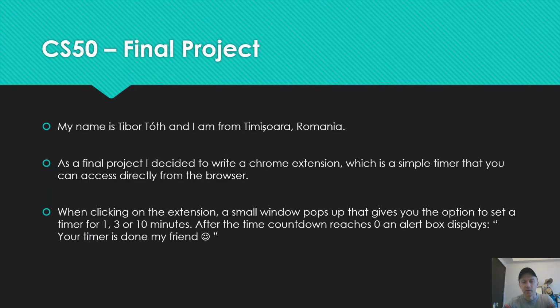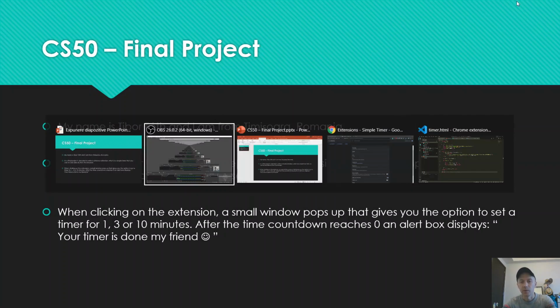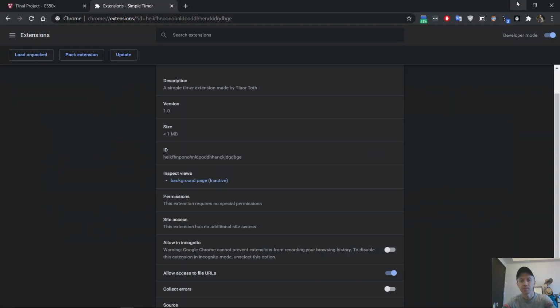When clicking on the extension, a small window will pop up that gives you the option to set a timer for 1, for 3, or for 10 minutes. After the time countdown reaches 0, an alert box will display saying your timer is done, my friend. Now we go to Chrome.